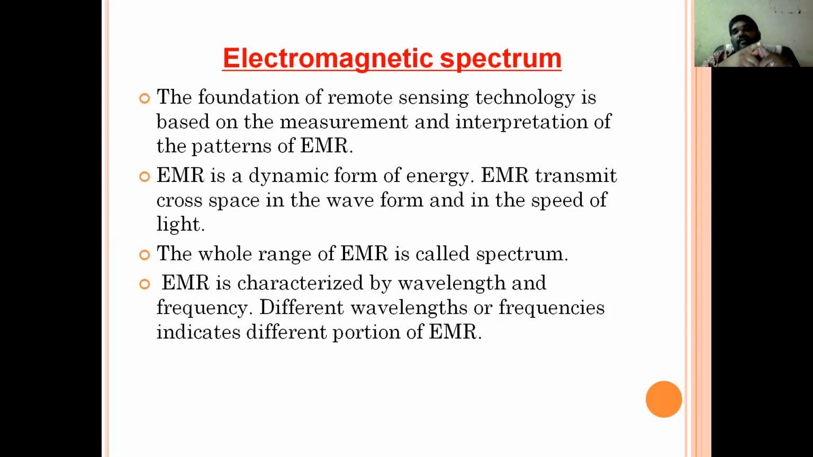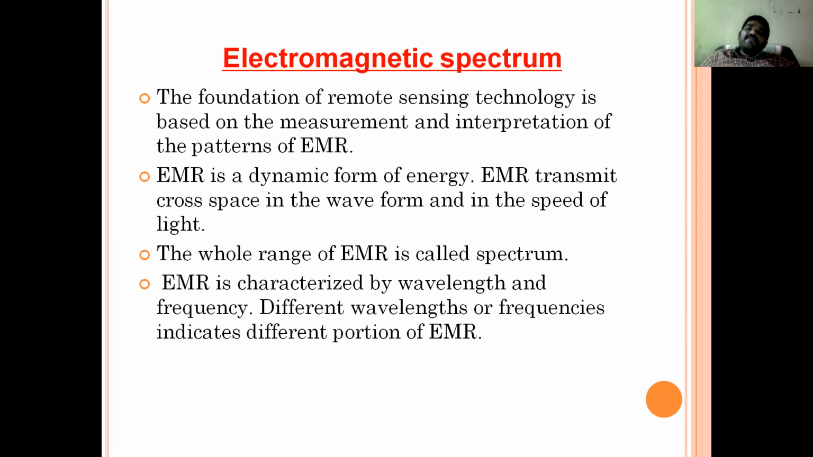The foundation of remote sensing technology is based on the measurement and interpretation of the patterns of EMR. Remember the previous topic. In the process, detection and measurement are involved. The technology is based on the measurement and interpretation of the patterns of EMR. The second point is that EMR is a dynamic form of energy. It transmits as a wavefront at speed, as we already discussed. The whole range of EMR is called the spectrum.